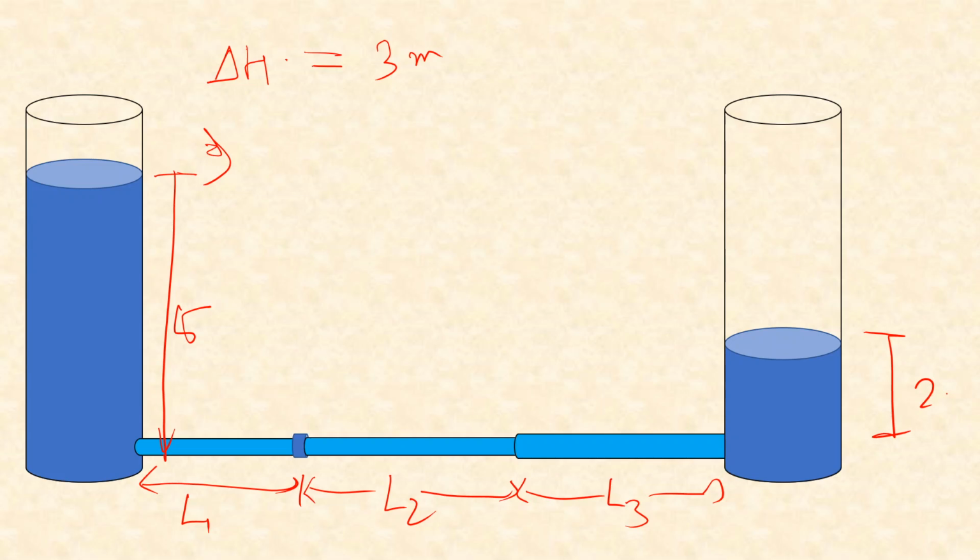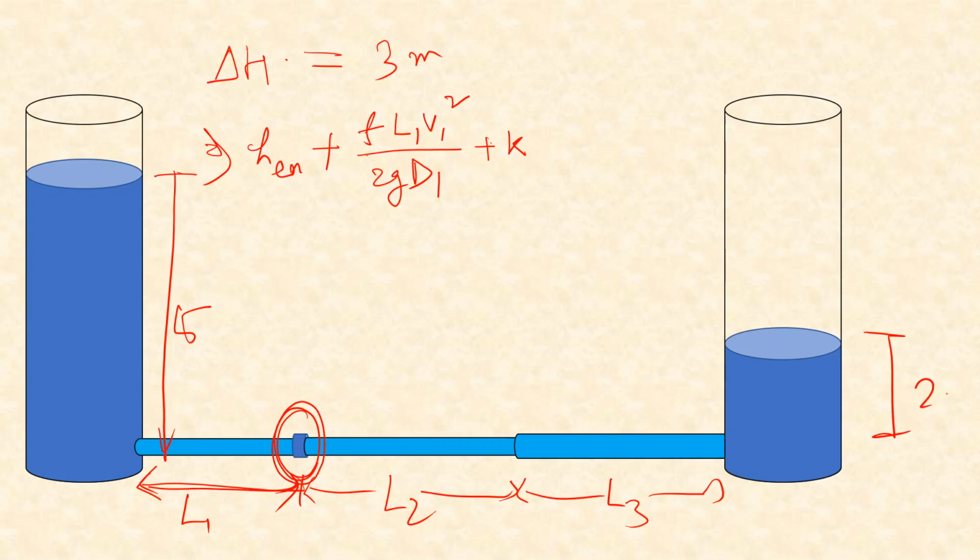Now this delta H will be given by head loss at entry plus frictional head loss inside this length of the pipe, that is F L1 V1 square divided by 2G D1 plus head loss because of this joint, so that will be given as Kj into V1 square by 2g, then plus head loss over this length, which will be F L2 V1 square by 2g D1.